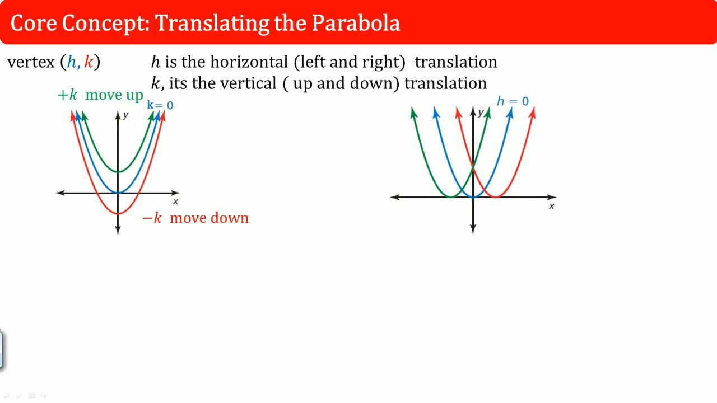Your h controls your horizontal, left or right. The parent function here is in blue when h equals 0. When you subtract h, it gets smaller, so you're going to move to the left. And when you add h, it moves to the right.